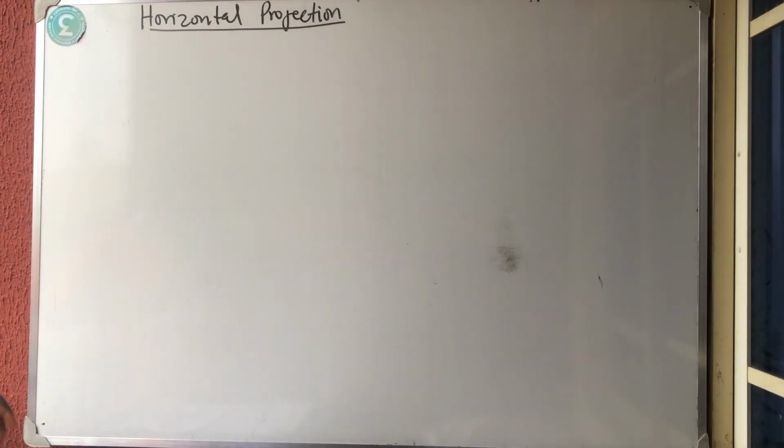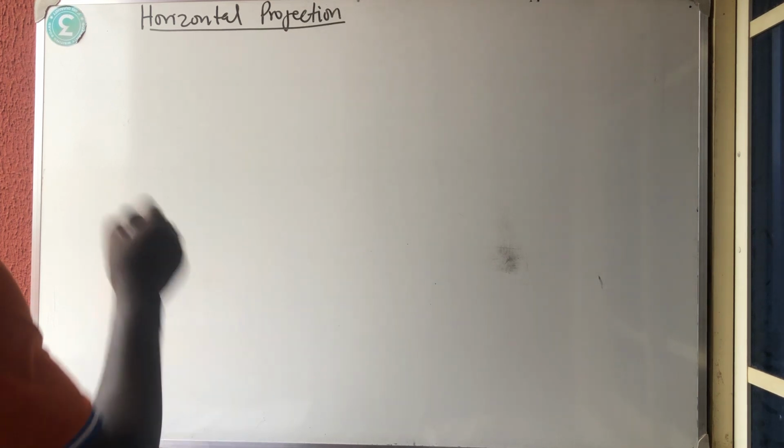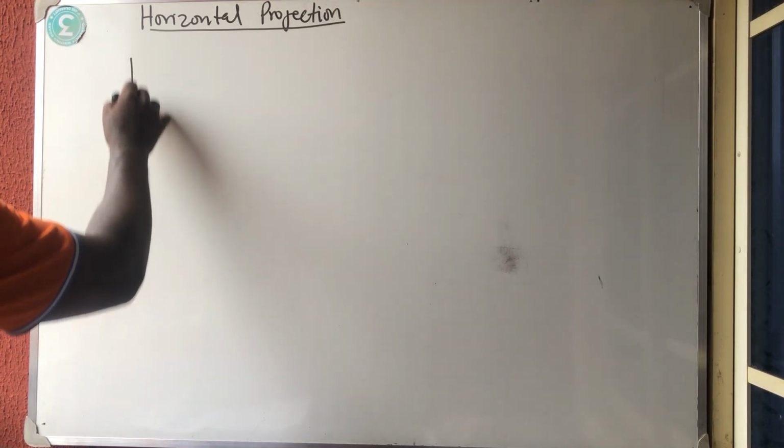So let's continue with projectile motion. We've talked about vertical projection, so let's talk now about horizontal projection. Okay, now when a body is dropped off a cliff, like I have something like this.